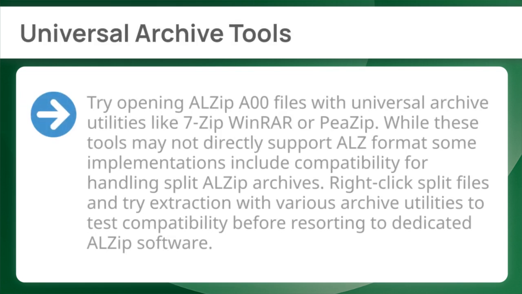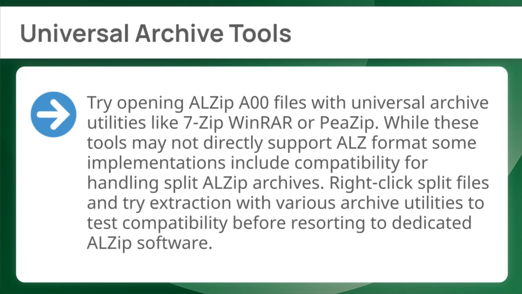Next, universal archive tools. Try opening ALZip A00 files with universal archive utilities like 7-Zip, WinRAR, or ALZip. While these tools may not directly support the ALZ format, some implementations include compatibility for handling split ALZip archives. Right-click split files and try extraction with various archive utilities to test compatibility before resorting to dedicated ALZip software.